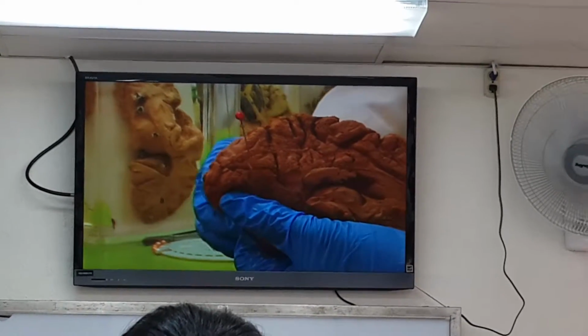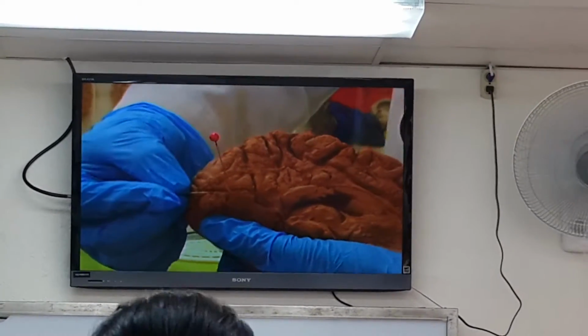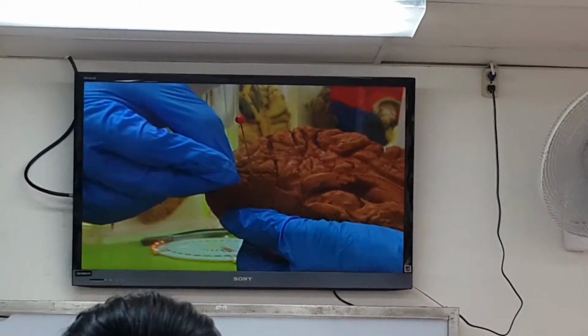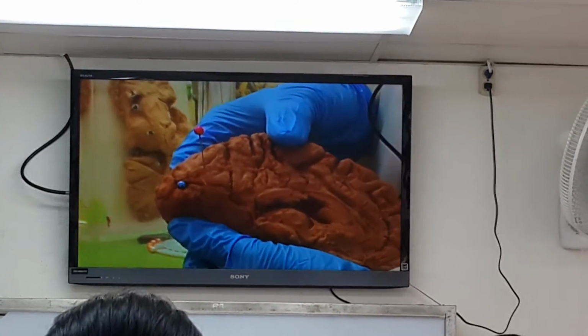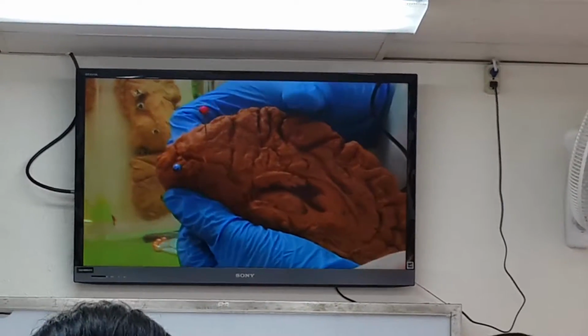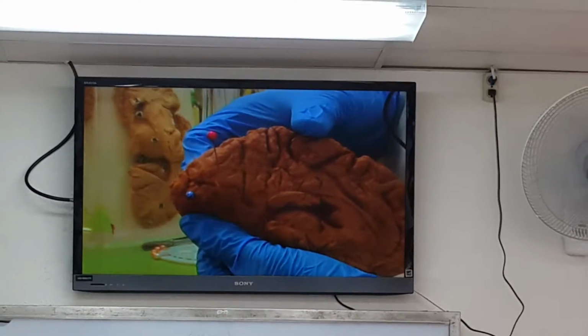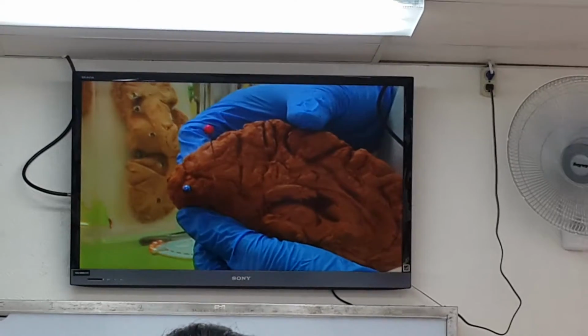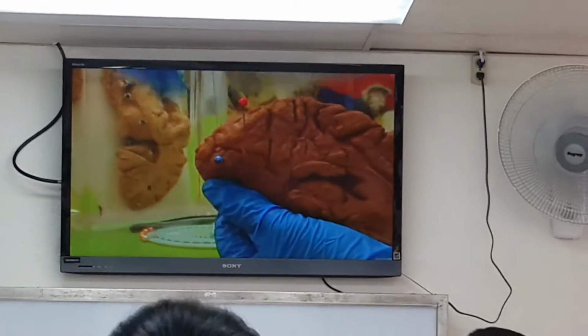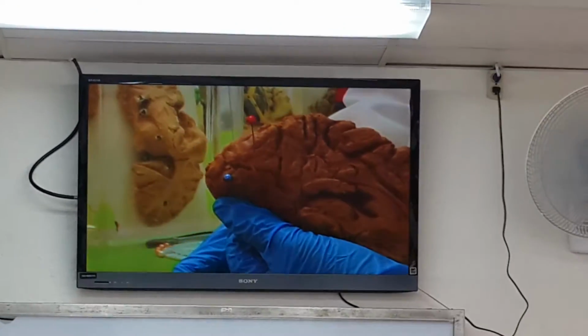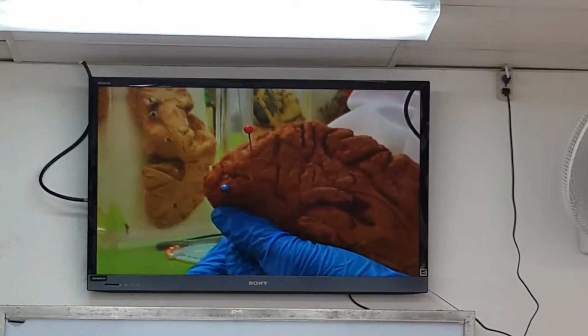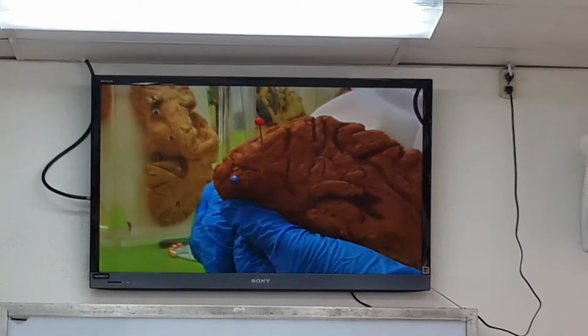The cuneus gyrus is above the calcarine sulcus. Below the calcarine sulcus, the gyrus that the pin points to is called the lingual gyrus. So the blue one is the lingual gyrus, and the pink or red one is the cuneus gyrus. Both these gyri contain the visual area, 17, 18, 19.